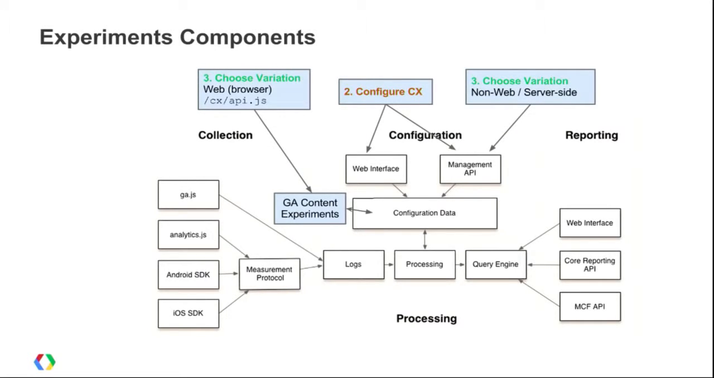The third thing is we want to choose the variation. So this particular step involves, depending on what environment you're working in. If you're doing web, we provide a library. It's called the Content Experiments JavaScript API. And this library interacts directly with the Content Experiments interface, and it allows you to use all these tools through JavaScript, and it makes it really easy to interact with the service.